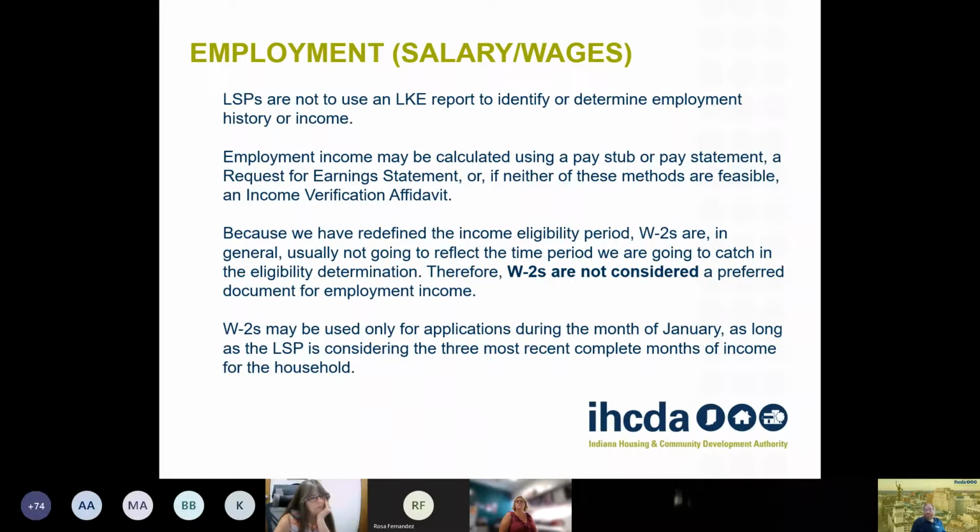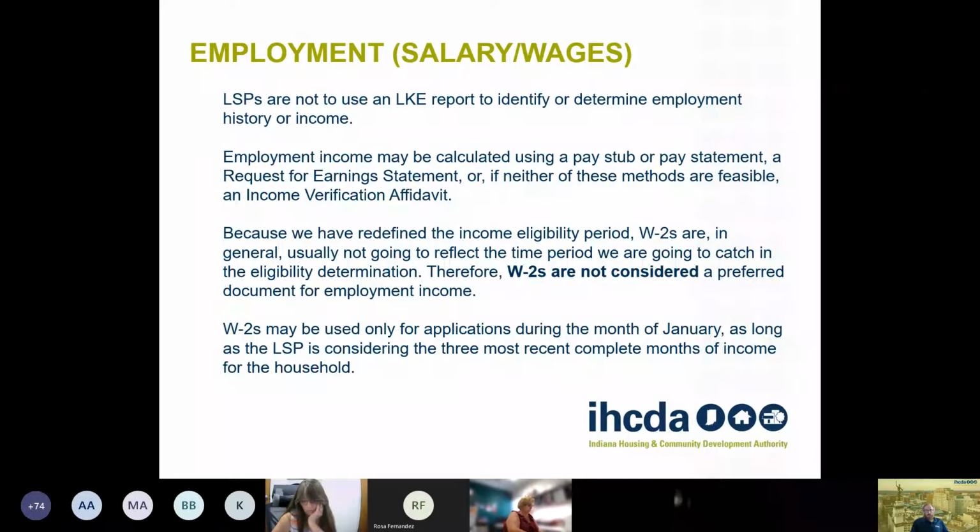Employment income may be calculated using a pay stub or a pay statement, a request for earnings statement, or if neither of these methods are feasible, you may, as a last recourse, use the income verification affidavit. Please do note, because we have redefined the income eligibility period, W-2s are in general usually not going to reflect the time period that we need to catch for our eligibility determination. Therefore, W-2s are not considered a preferred document for employment income.